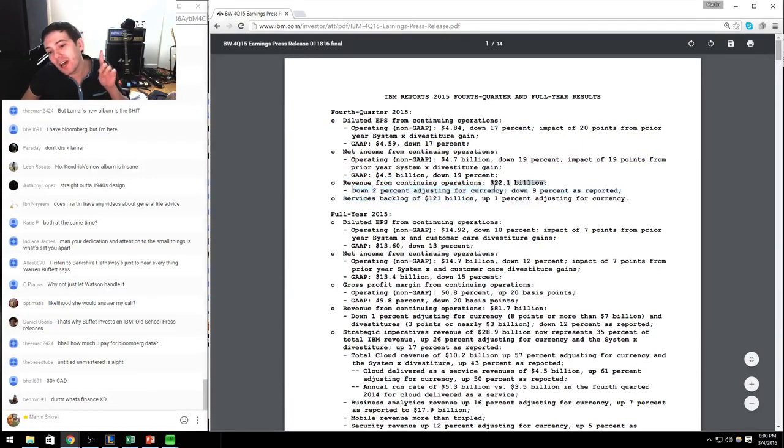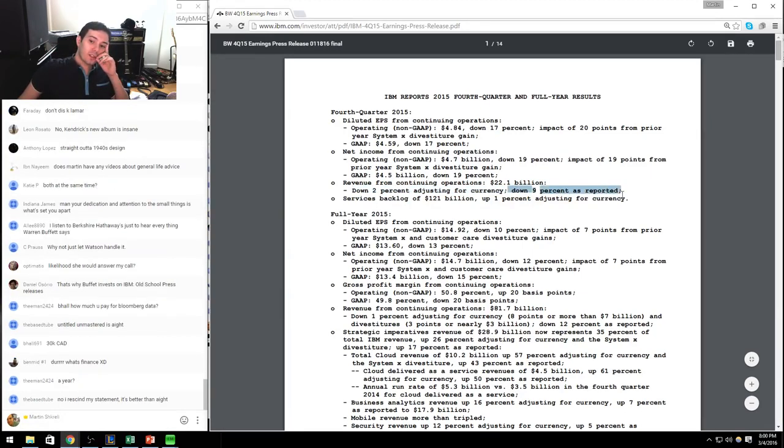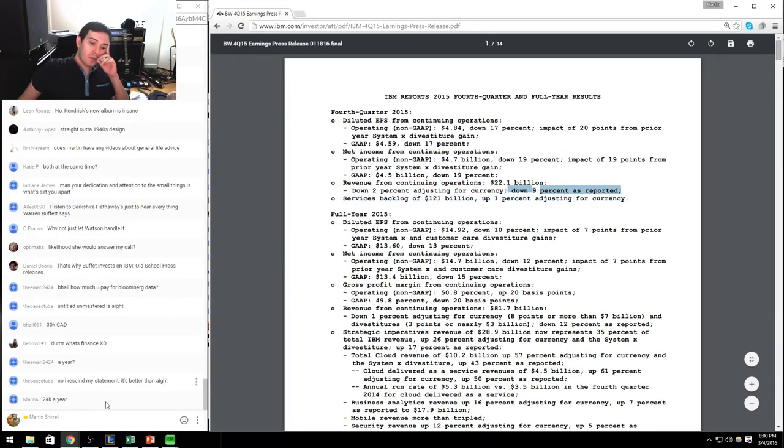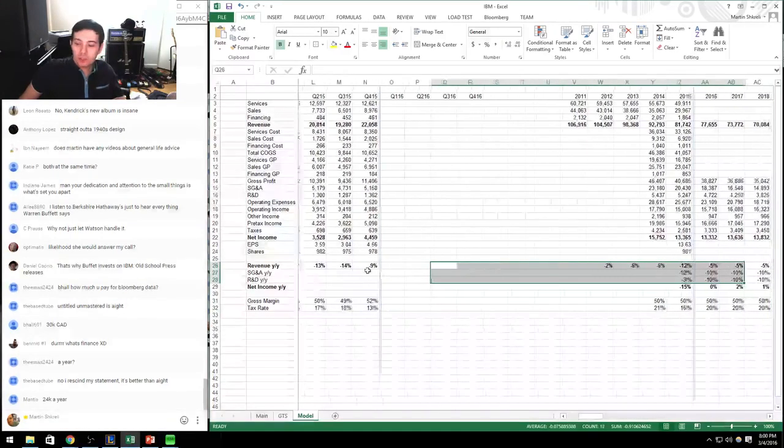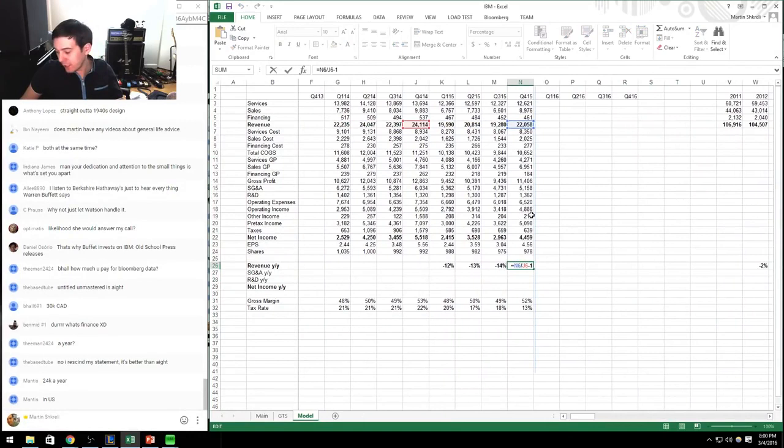Down 2% after adjusting for currency. Whoa! Down 9% as reported. What? Well, first they're telling me it's down 9%. I'm looking at this and I see down 9%. That's pretty stinky. A 9% decline smells bad. That smells like me. I never take showers.